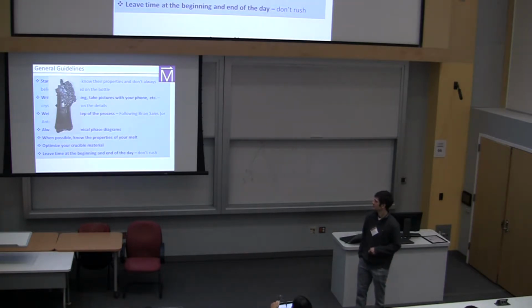Okay, so here's just a few examples of ways that things can go wrong. This is a tantalum crucible. This was nickel. I like tantalum crucibles because they have very high melting temperatures, but it turns out there's a deep eutectic between tantalum and nickel.